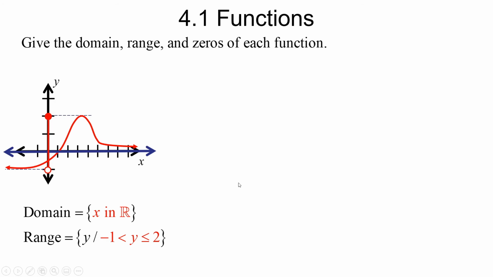All right, now the zeros. Well, it looks like I only crossed the x-axis right there. And I want the zeros always written as ordered pairs. So that would be x equals 1, y equals 0. And there we go. That's the big concept of the day right there. Given a graph of a function, can you come up with the domain, the range, and the zeros?